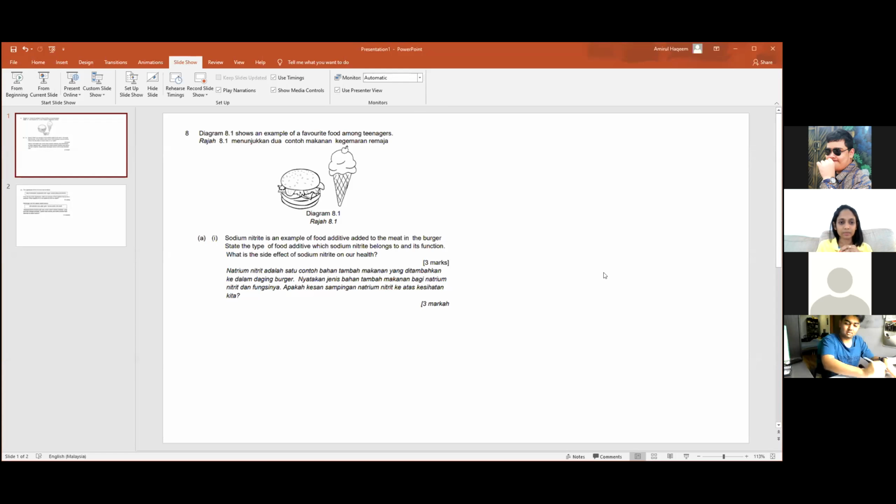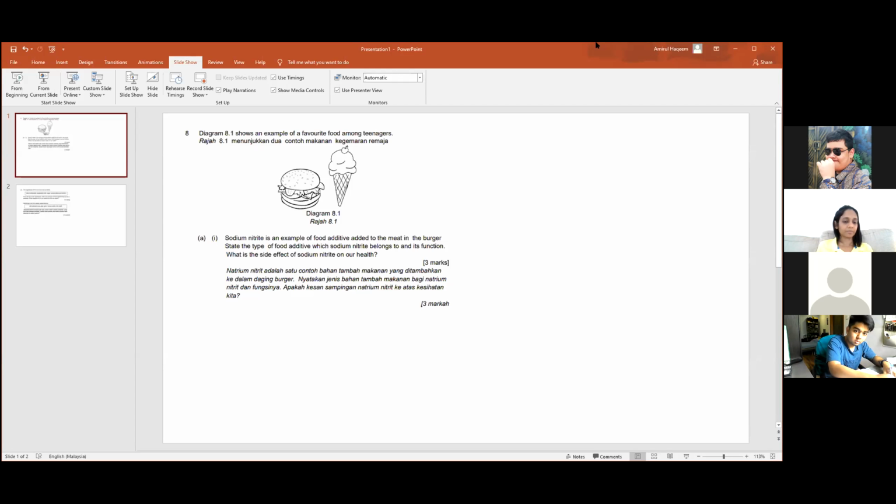Sodium nitrite is an example of a food additive added to the meat in the burger. State the type of food additive which sodium nitrite belongs to and its function. What is the side effect of sodium nitrite on our health? Sodium nitrite is a preservative, and its function is to slow down the growth of microorganisms and to maintain the natural color of the meat.